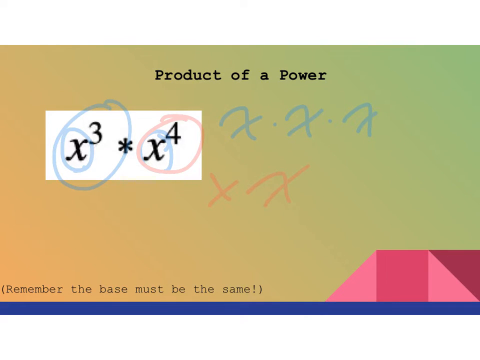X times x times x times x. How many x's do we have here? We have 1, 2, 3, 4, 5, 6, 7. Well, what happens when we take this 3, we add it to the 4, we get 7. So the product of a power is just x to the 7th. We add them. What's our exponent? 3 plus 4. Okay?